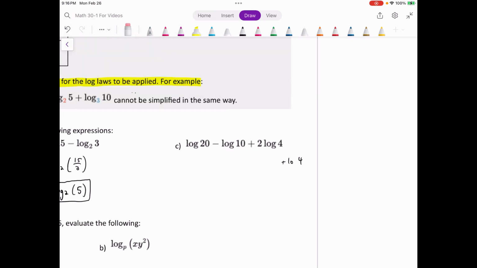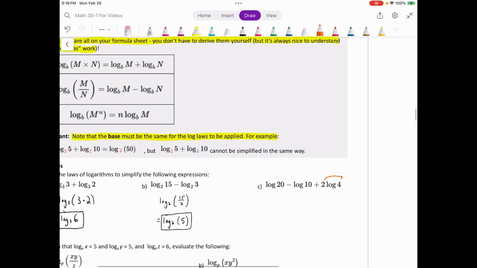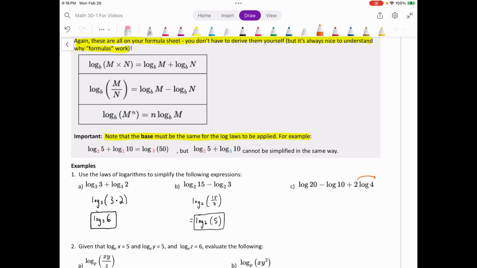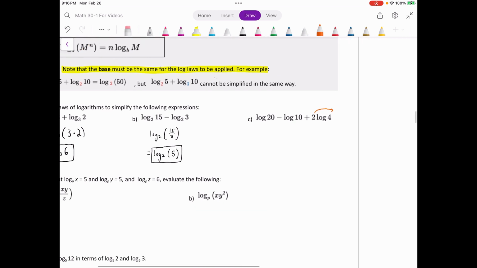It's 10 times 4 times 4. Or what we could do is use our exponent law of logarithms, our power law. We could take that 2 and make it an exponent on the 4. That's this one here: n log base b of m is the same as log base b of m to the n. So that might be what I do first.